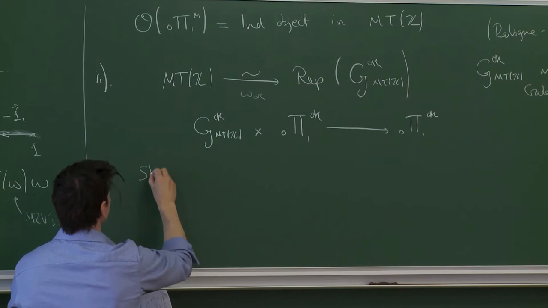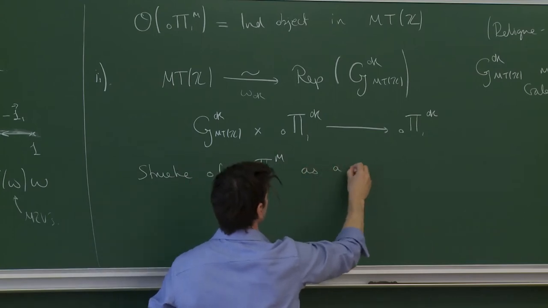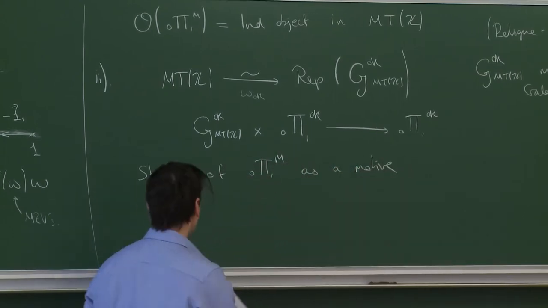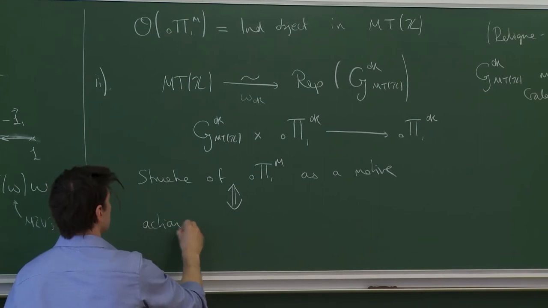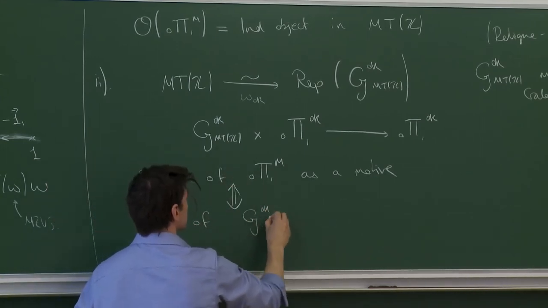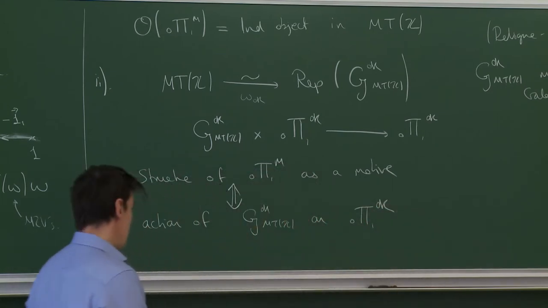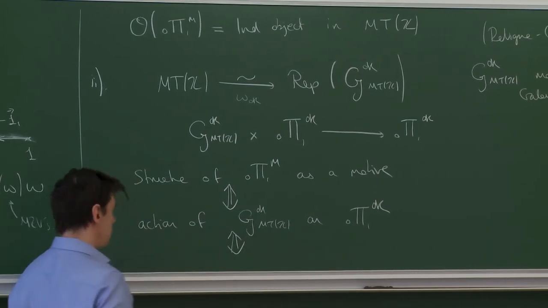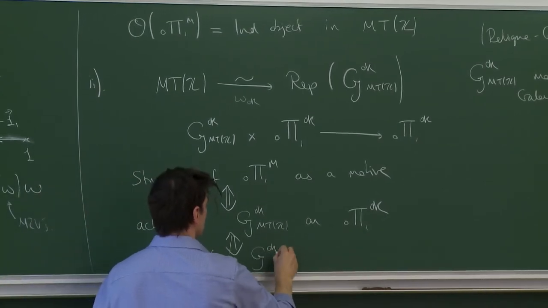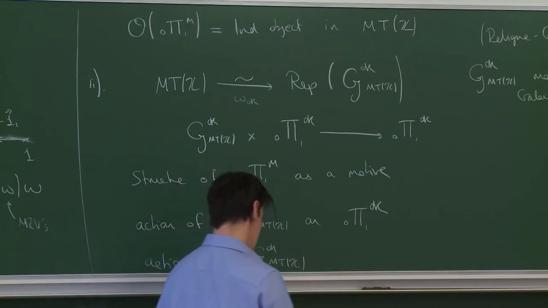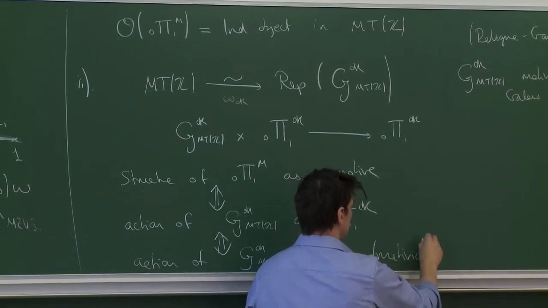So the point of this is that the structure of O pi 1 m as a motive is completely equivalent, by the Tannaka theorem, to the action of this group on the scheme O pi 1 de Rham. And this in turn is completely equivalent to the action of this group on, I'd like to say multiple zeta values, but to make this rigorous, I have to put little motivic brackets.